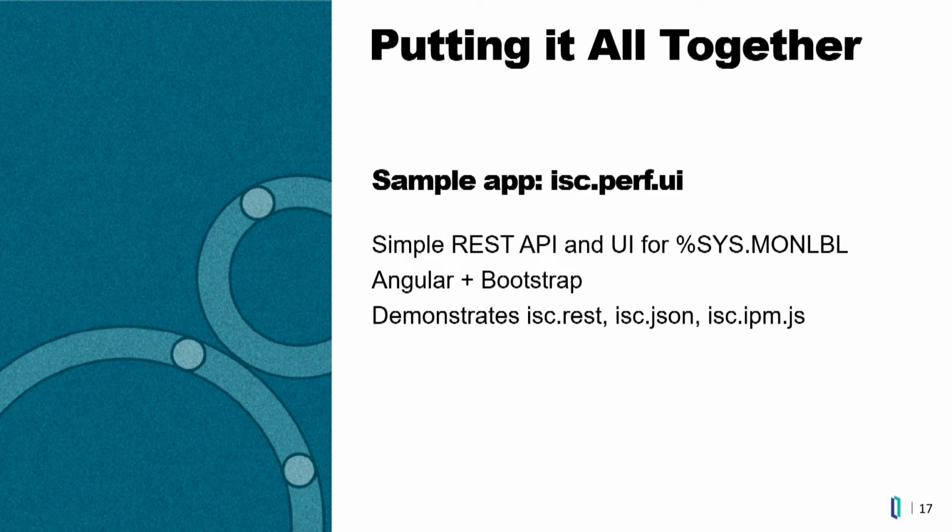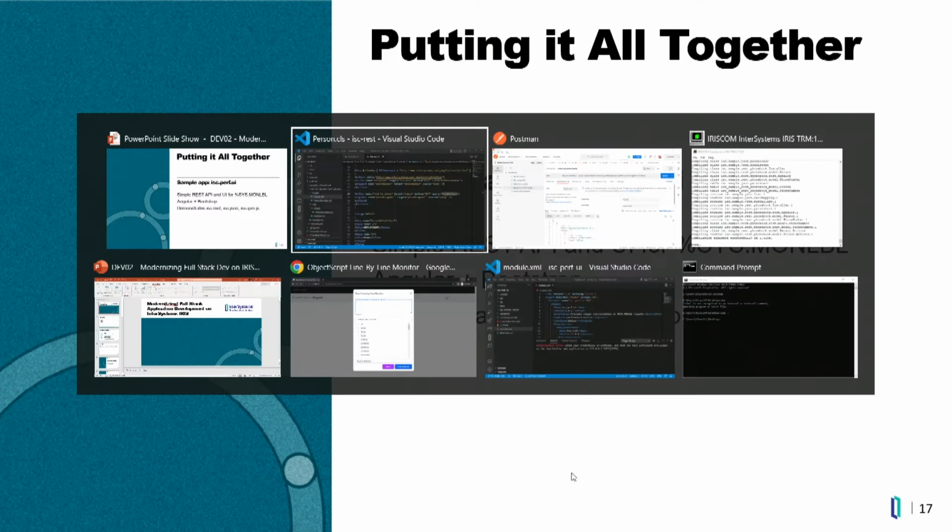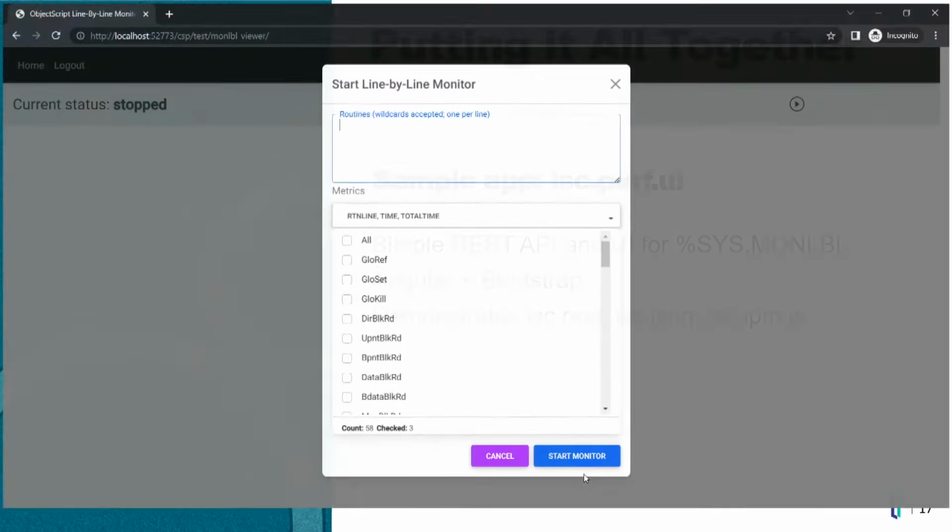We'll put this all together and look at a sample application that is also available on the Open Exchange. A bit of a caveat here: while I was working on this today, I found 2 separate bugs in the package manager. So installing this and running it will be very easy very soon, but it's not quite yet. What this sample app is, is just a simple REST API and a really simple Angular UI wrapping the line-by-line monitor, which you can use to troubleshoot performance issues in Iris. It uses Angular and Bootstrap and demonstrates all 3 of these packages that we've talked about. So I'll show you what it looks like first.